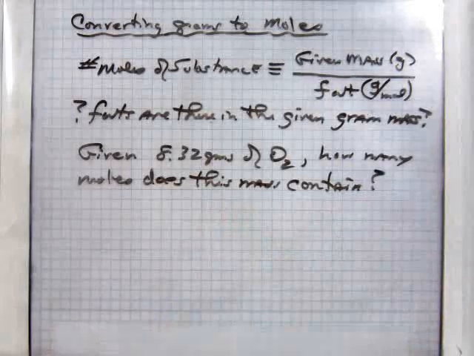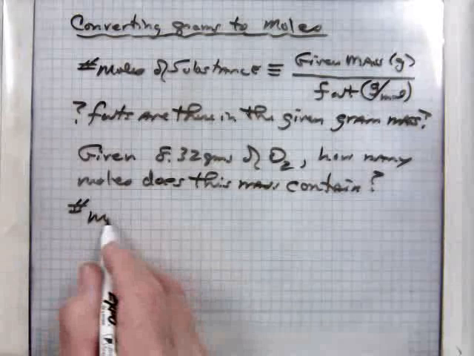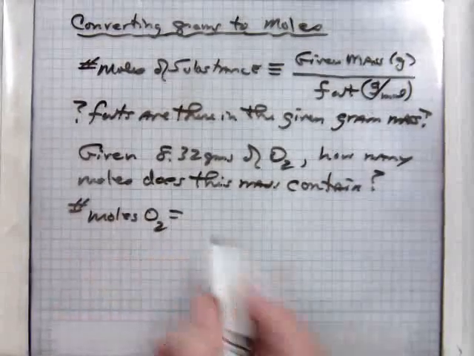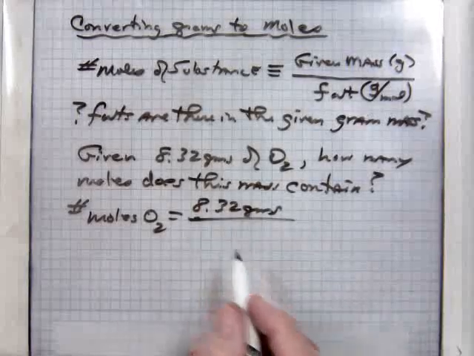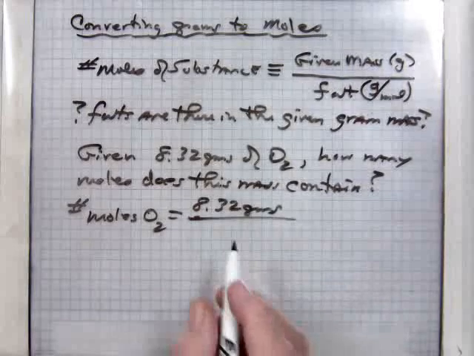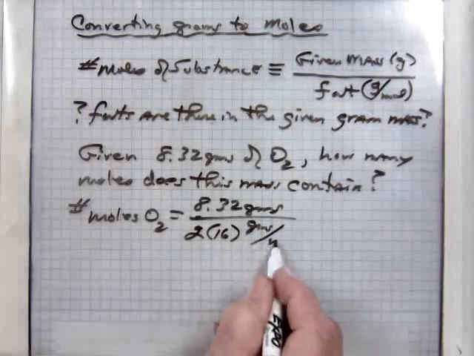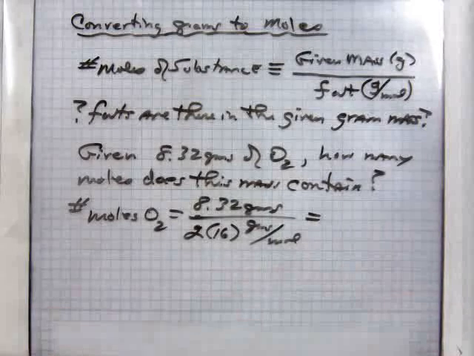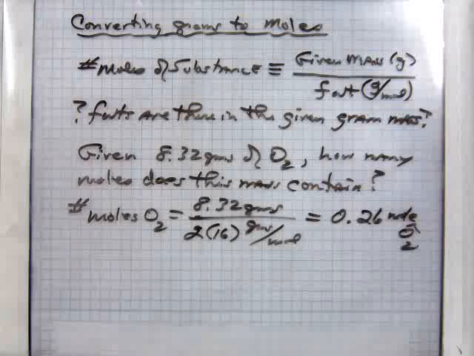So essentially, you are simply converting the grams to moles. So the number of moles of O2, you're given 8.32 grams. Well, the formula weight of molecular oxygen is 2 oxygens, each 16, so that's 2 times 16 grams per mole. And so whatever that gives you, 0.26 mole of O2. And it's very important that you are able to do that reflexively.